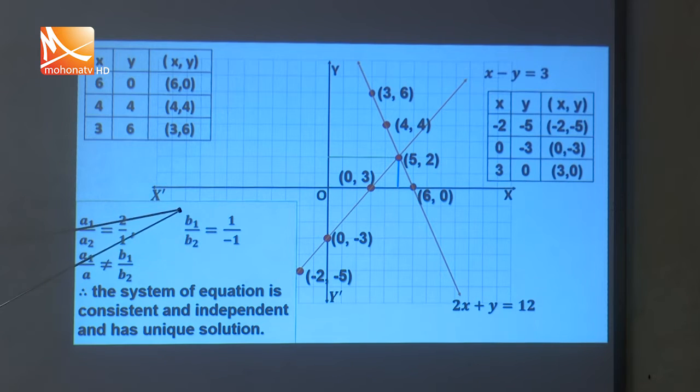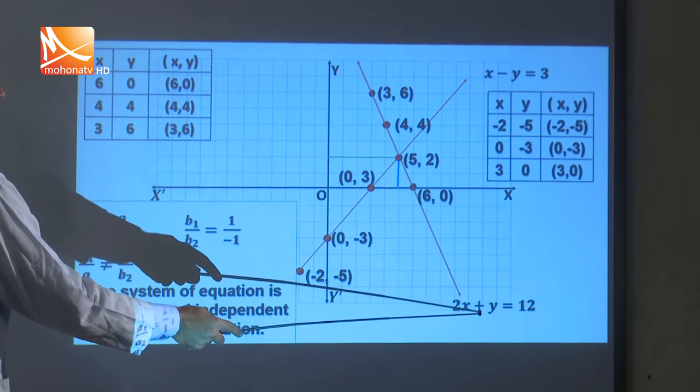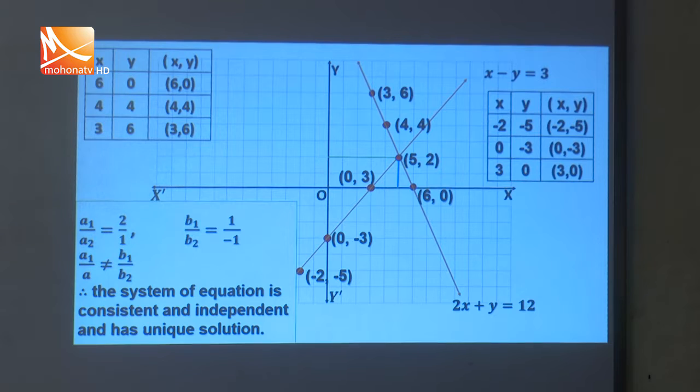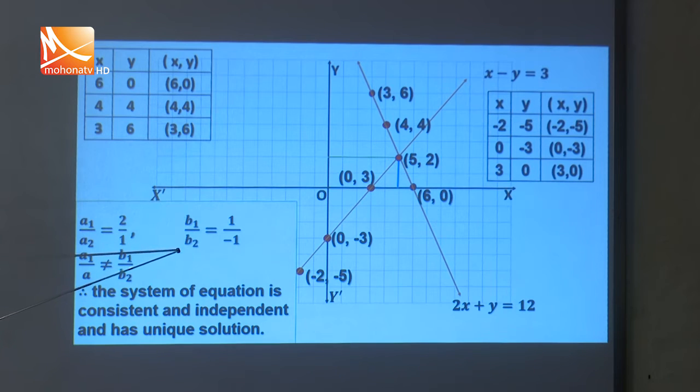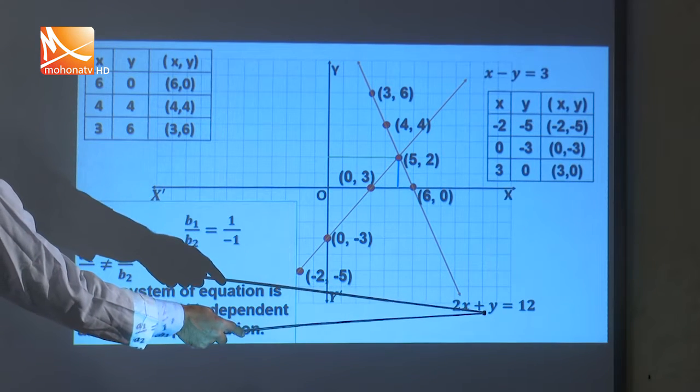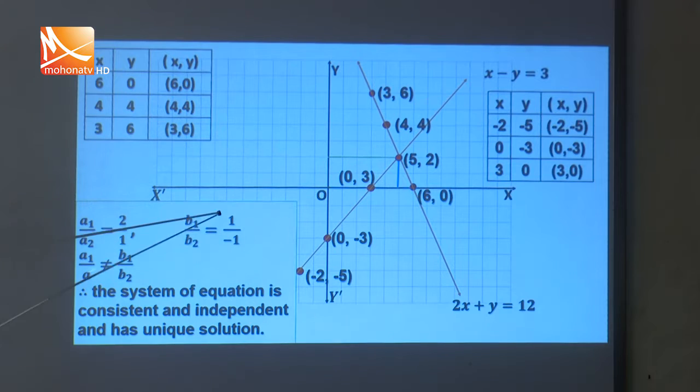Again b1 means the coefficient of y of first equation and b2 means the coefficient of y in second equation. So, what is the ratio of b1 to b2? So, the value of b1 is 1 and b2 is -1. So, the ratio is 1 by -1. If you observe carefully, this ratio and this ratio are not equal.